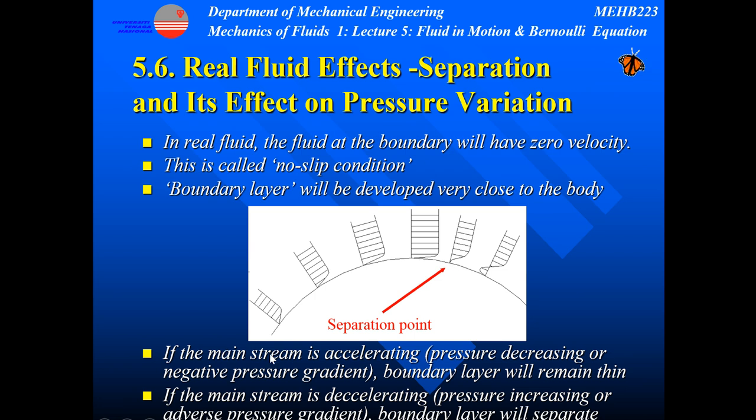If the mainstream is accelerating, so pressure decreasing, or if you have a negative pressure gradient, the boundary layer will remain thin. If the mainstream is decelerating, pressure increasing, or adverse pressure gradient, the boundary layer will separate. So at this point, the velocity is decelerating. That's why the boundary layer is separated.